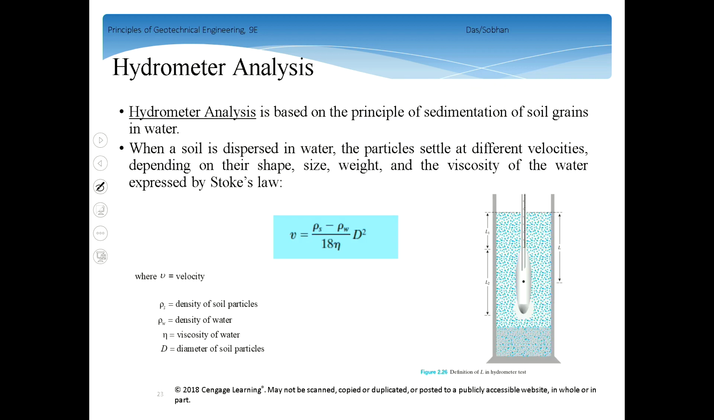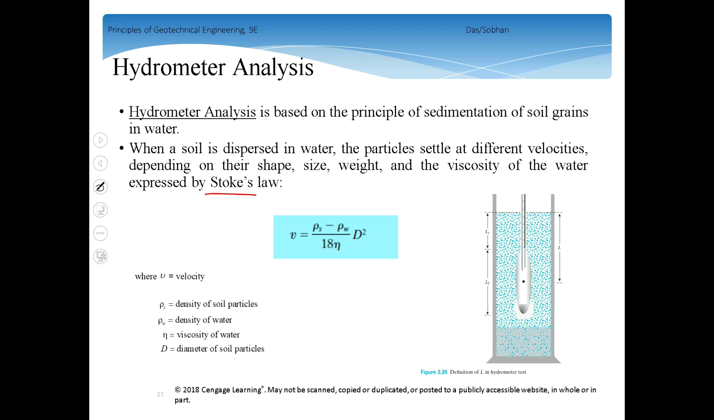The hydrometer analysis is based on the principle of the sedimentation of soil grains in water. When a soil is dispersed in water, the particles settle at different velocities depending on their shape, size, weight, and the viscosity of water, expressed by this equation. This equation was proposed by this guy. You don't have to remember this equation.